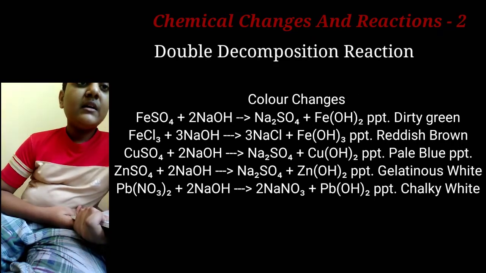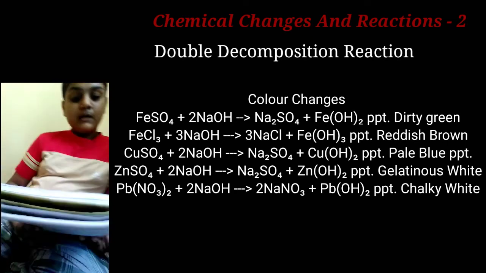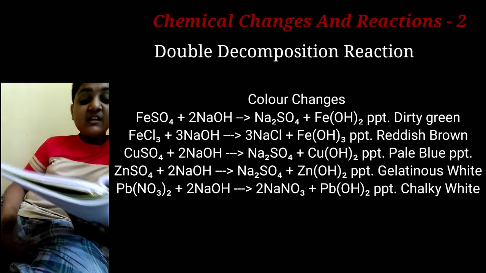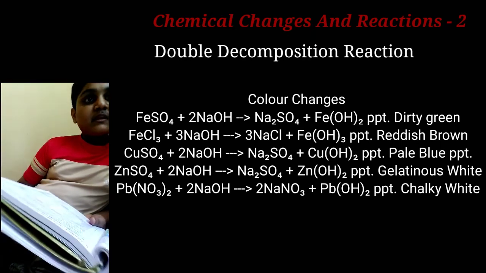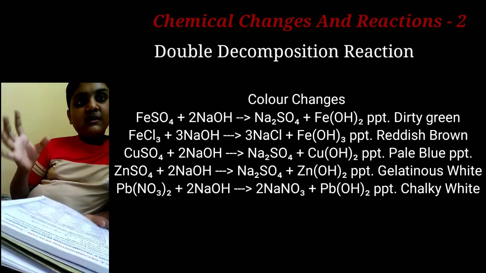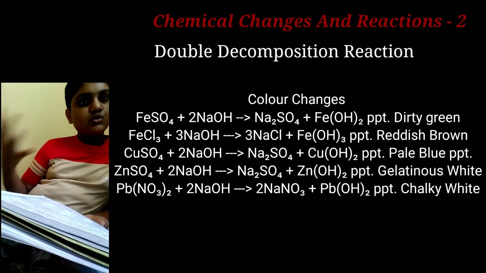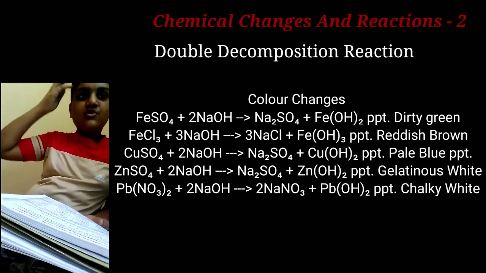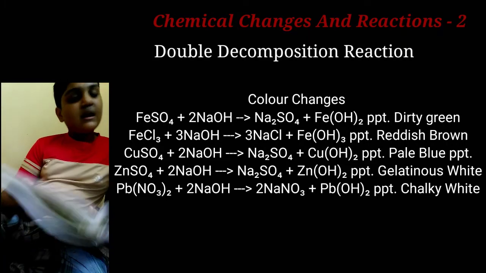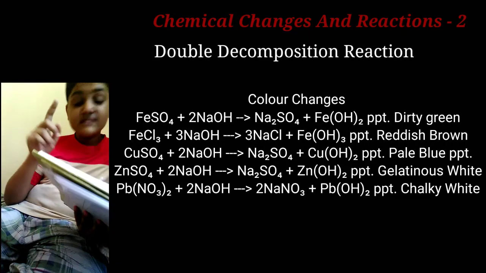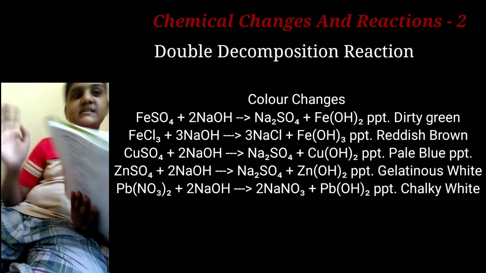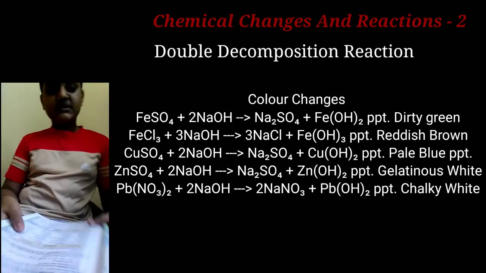For example, in the examination they will ask, write the observation for the following reaction, where you are given iron sulfate. Write the observation when iron 2 sulfate is made to react with sodium hydroxide. In your mind, you must know the reaction. What is the formed precipitate? Iron hydroxide. So the answer is a dirty green precipitate is formed. That's the answer. Just write dirty green precipitate.